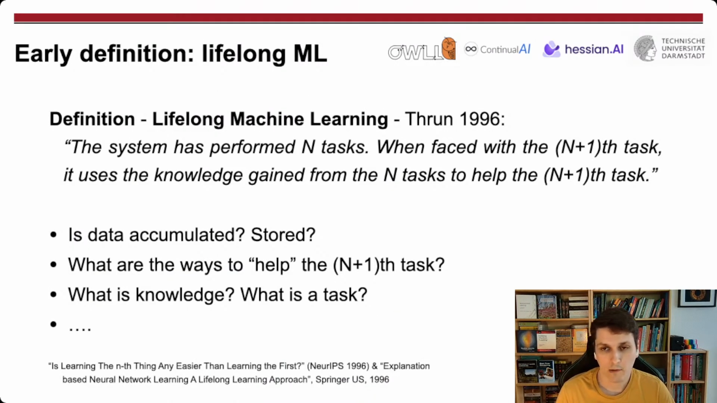But quite crucially now, when we look back at this definition, we can figure out some other parts that are maybe missing apart from the question about what is knowledge. It's also the question of what is a task. It's also a question of is data accumulated, is data stored, and more precisely, because this is the central part of this specific definition, what are the ways to help the n+1 task? So what does help in this case actually mean?